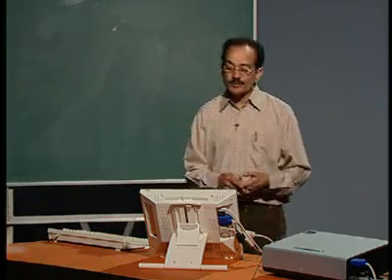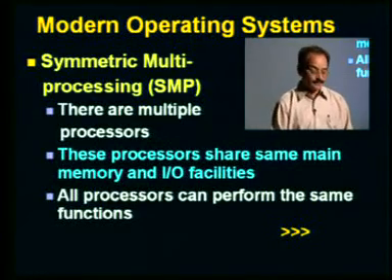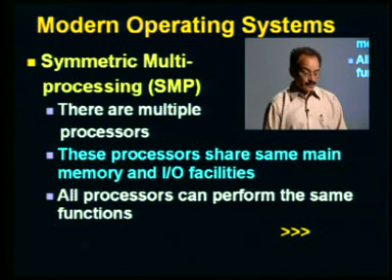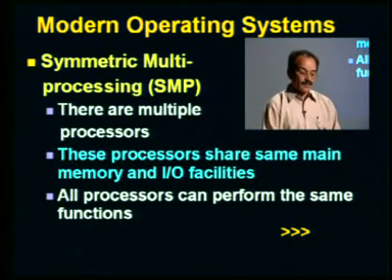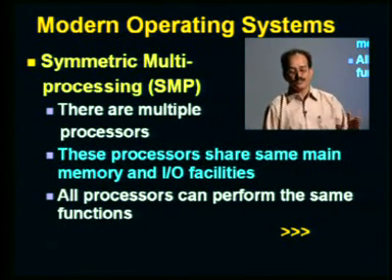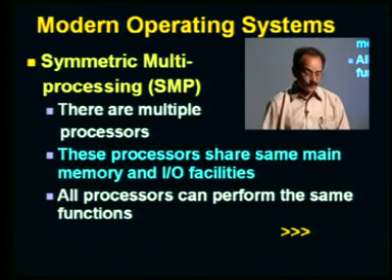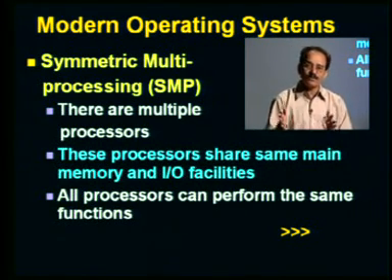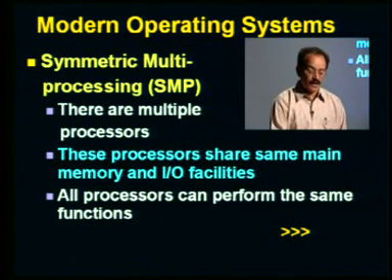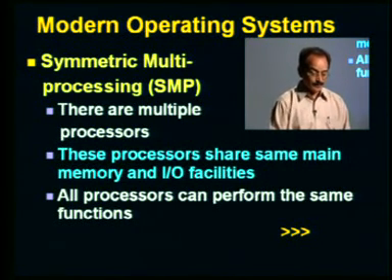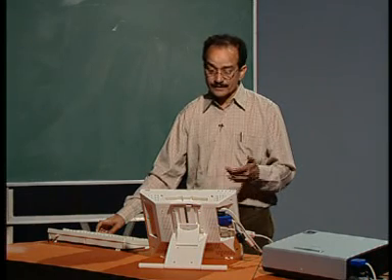Or it can be symmetric multiprocessing, which we call SMP. Since there are multiple processors, these processors can share the same memory and the same IO facilities. That is, in symmetric multiprocessing, I know this process will follow this particular process, and they will be executed in a synchronized mode. So, I can have some memory and IO facilities which can be shared amongst themselves only, and all processors can perform the same function in symmetric multiprocessing.